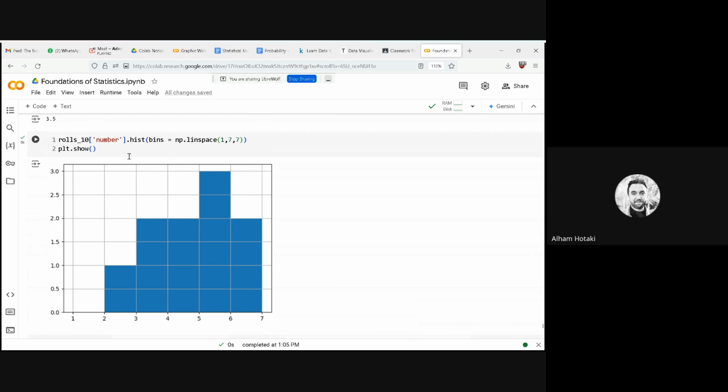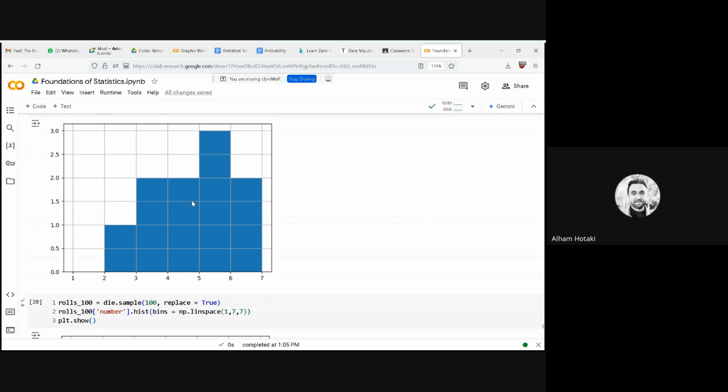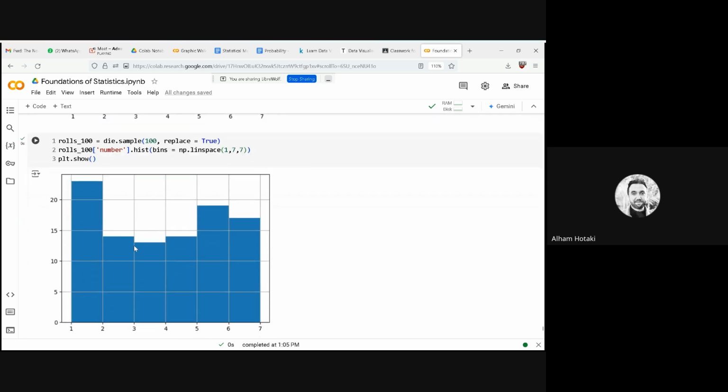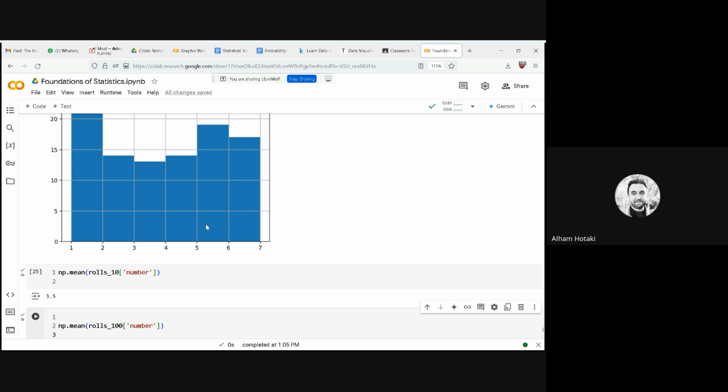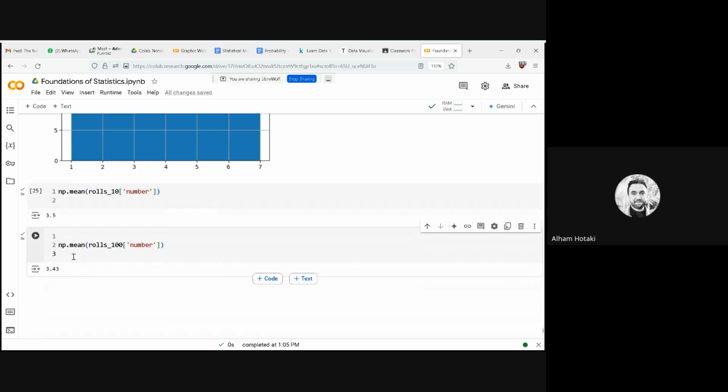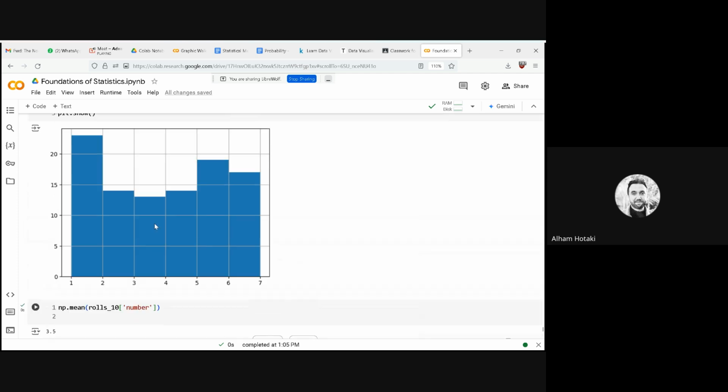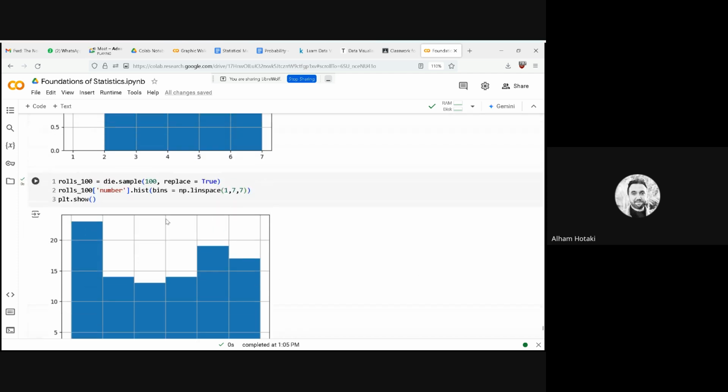Here, for example, we roll a die 10 times. Here, we got 5 several times. We got 5 three times, and we didn't get any 1. So we were more lucky here than here. But still, this is why the mean is decreased here. See, this was 3.5 and this was 3.43. So we were not much luckier in this die rolling.